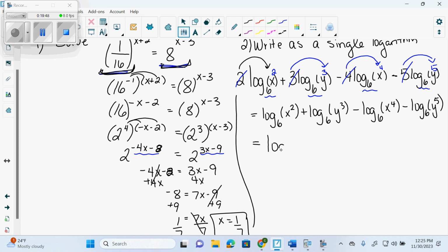They all have the same base, so we can put them together. Anything with the plus 1 in front goes in the top. Anything with the minus 1 in front goes in the bottom. X squared goes in the top. Y cubed goes in the top. X squared goes in the bottom. Y5 goes in the bottom. This cancels off 2 of those, 3 of those. This cancels off 2 of those. When the whole numerator cancels, you're left with a 1.